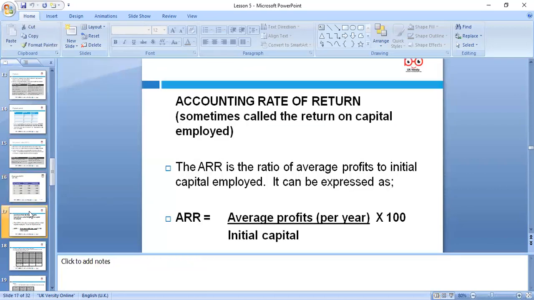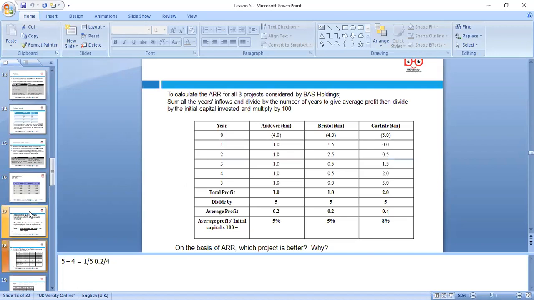Okay, then the next method is called ARR, the accounting rate of return. So how much is the average return you have in a year? Always use the formula average profit divided by initial investment times 100. Some people use average investment as well, but nobody just uses this one. Let's say we have 3 projects, A, B, C, which I will hand over.